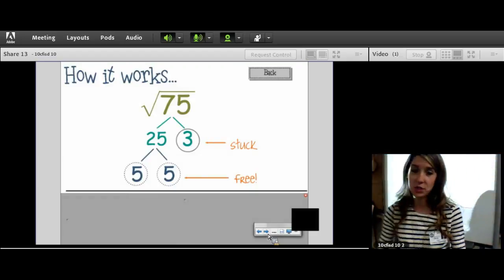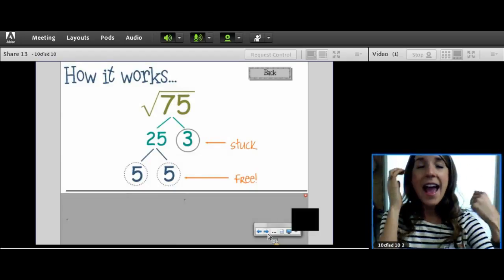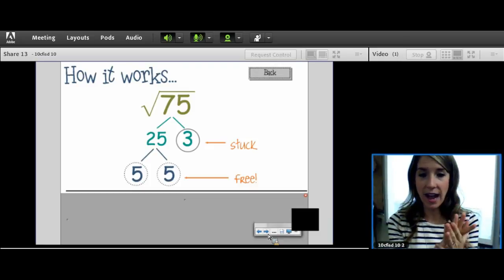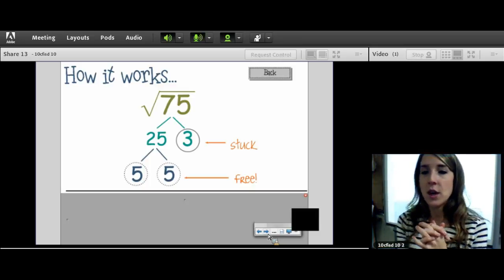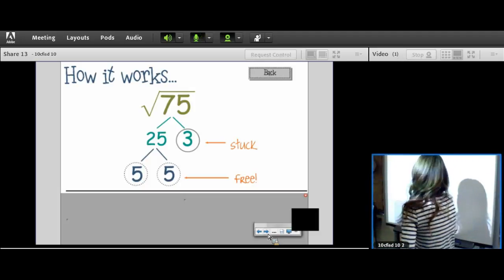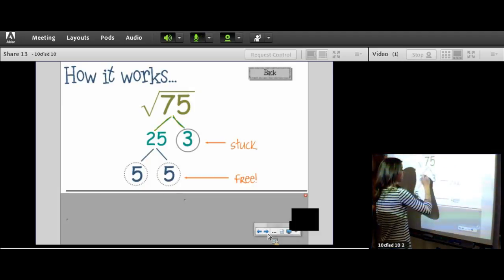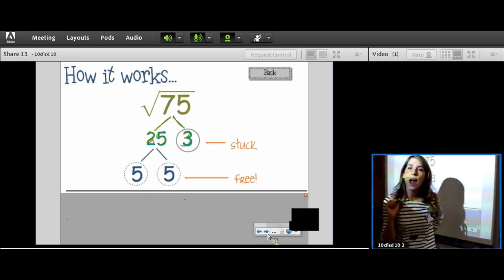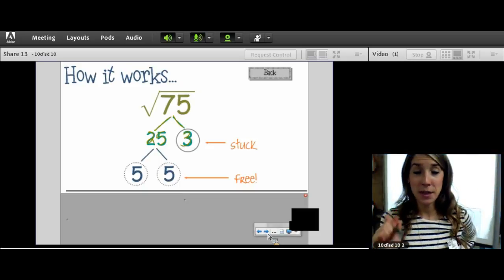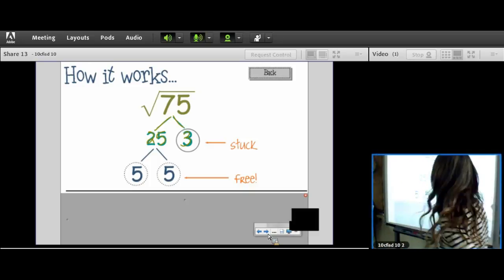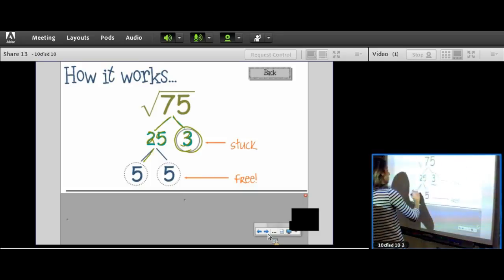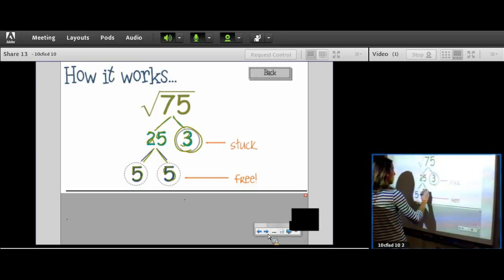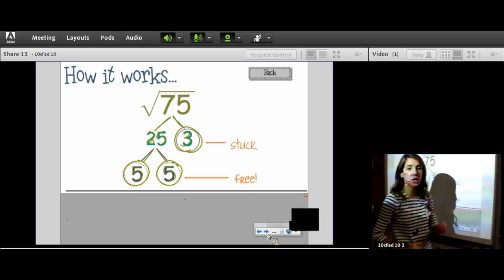So, you start with your radicand, and you find any two numbers you feel like that multiply to get your radicand. I picked 25 and 3. You could have picked 15 and 5, right? Totally would have worked. Okay, so you draw the branches of the tree and you write your factors. When you get to a prime number, that's why you need to know your prime numbers, you circle it. If it's not prime, you keep going. More branches of your tree. 5 and 5 is 25. Prime, prime. So you circle it.